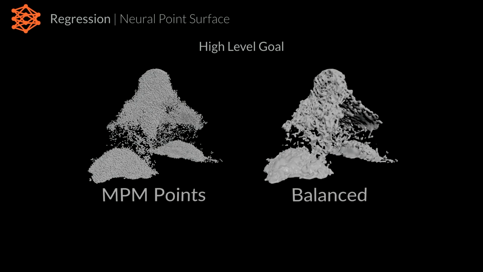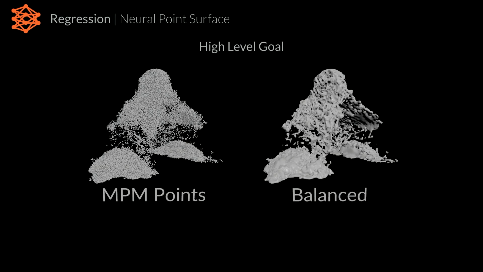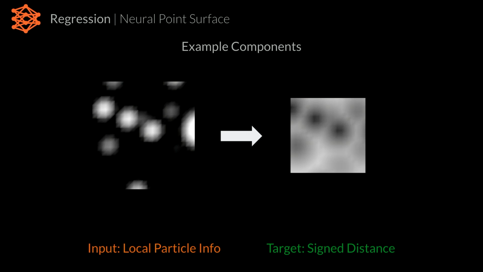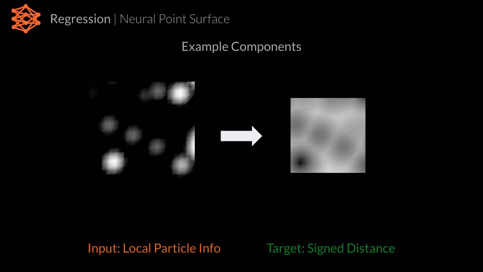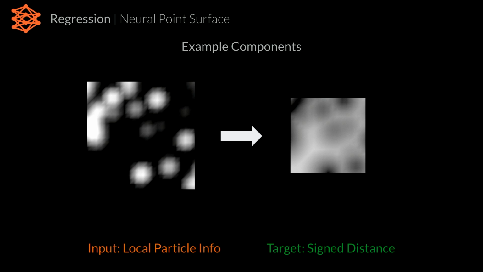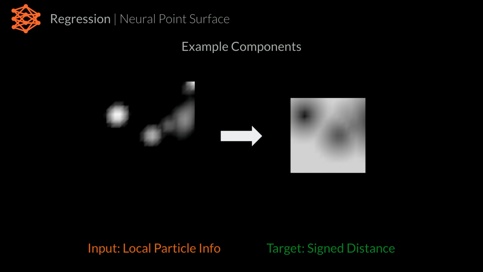So this is the neural point surface application, which is also a part of Houdini in Houdini 21. So we have points, for example, coming from NPM, and on the right side we see several ways of surfacing these points. So how do we create examples to train on from this? The neural point surface application creates local particle information that is stored in a voxel grid, and it maps it to signed distances. And these are the labeled examples that are being trained on.